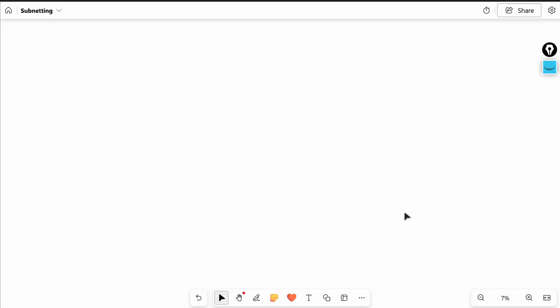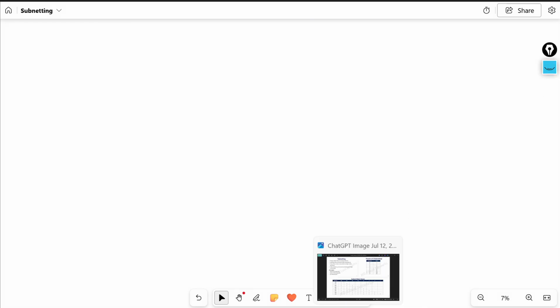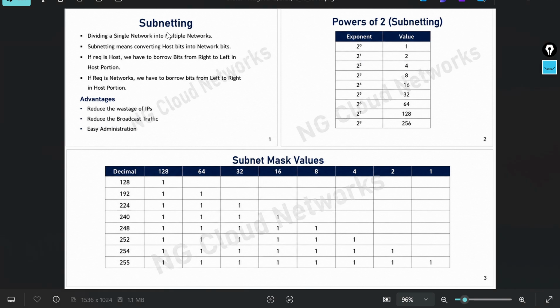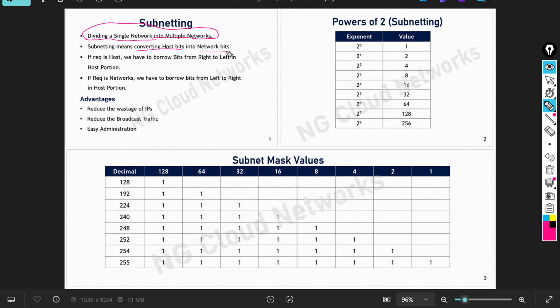Subnetting is nothing but dividing a single network into multiple networks. Subnetting means converting host bits into network bits. Remember this point, very, very important. Subnetting is nothing but converting host bits into network bits. We cannot convert network bits into host bits.